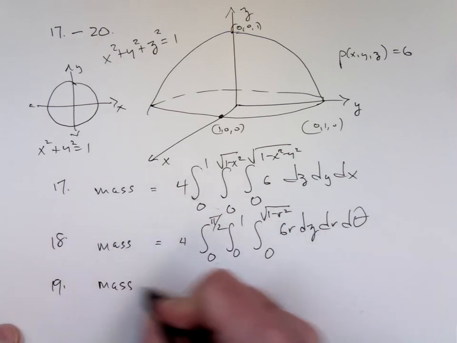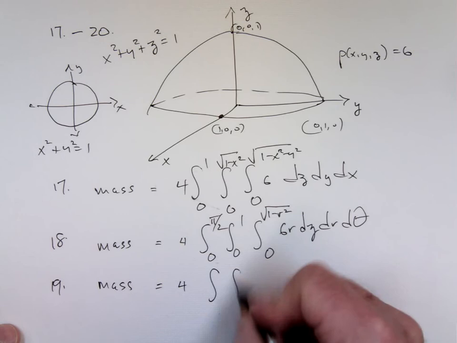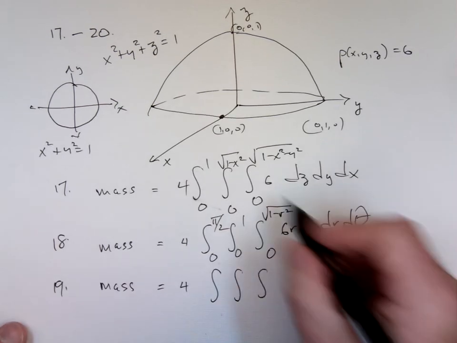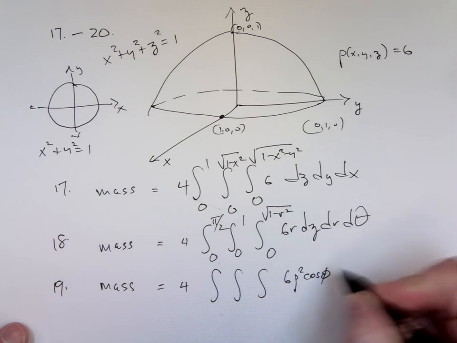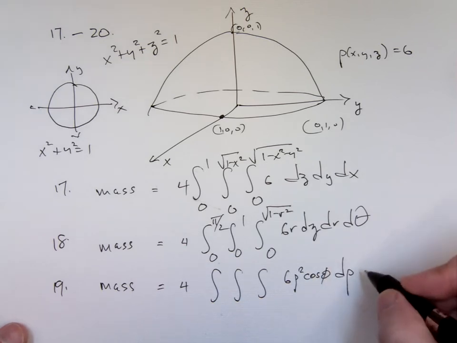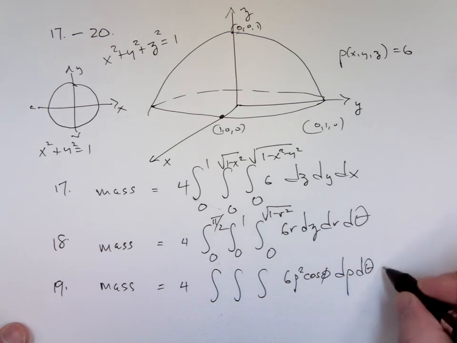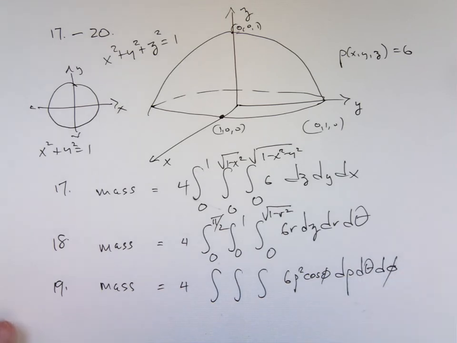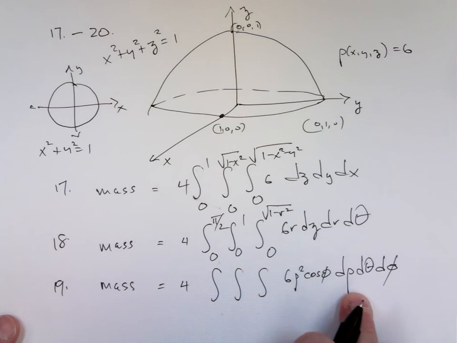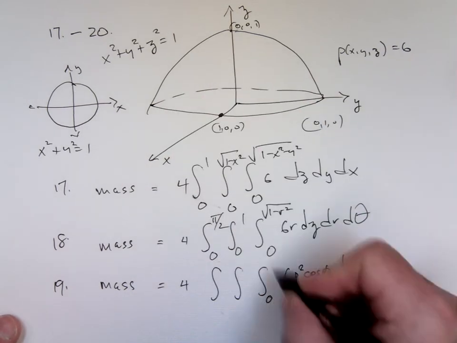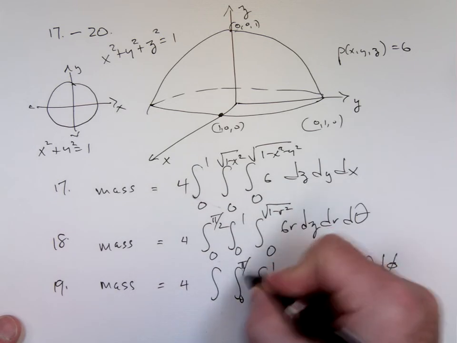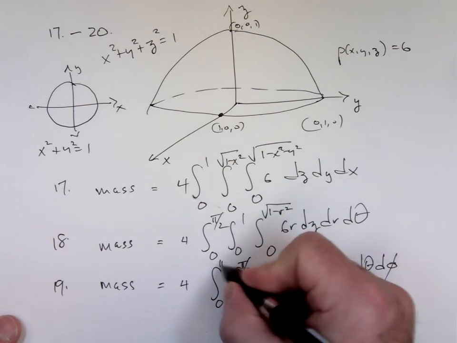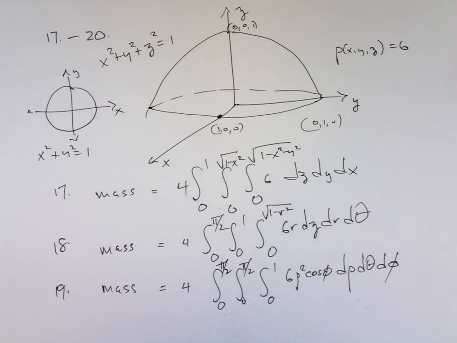Spherical coordinates, 4 times the triple integral. We still have a 6 here, but now we have a rho squared cosine phi integrating factor. We have a d rho d, and I told you to use d theta first, although it doesn't make any difference at all. Rhos, 0 to 1. Thetas, 0 to pi over 2. Phis, 0 to pi over 2. And that looks to be the easiest of all.